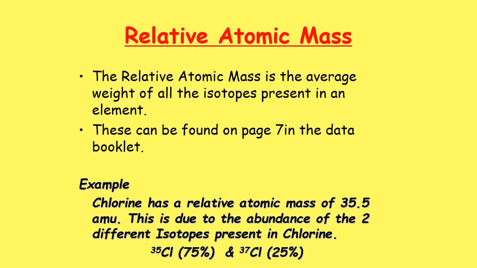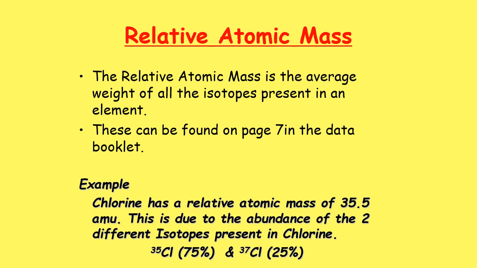Relative atomic mass is the average mass or weight of all the isotopes present in an element. They are listed on page 7 of the data booklet. However, in a National 5 or National 4 exam, you may be asked to calculate the relative atomic mass from information given about the isotopes.